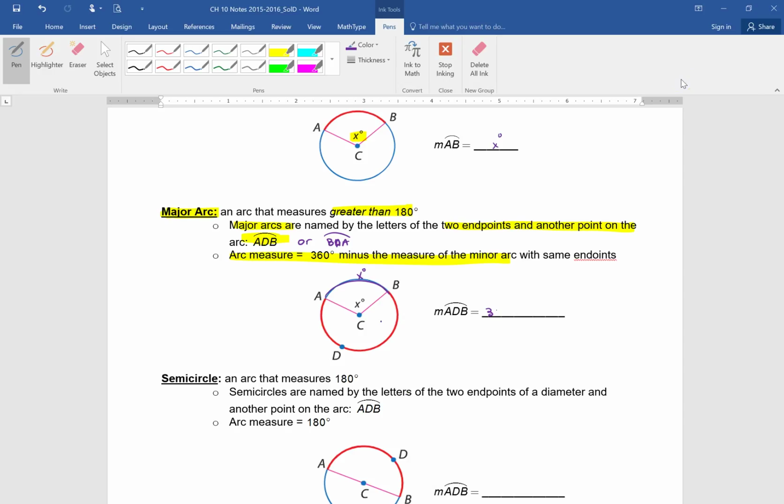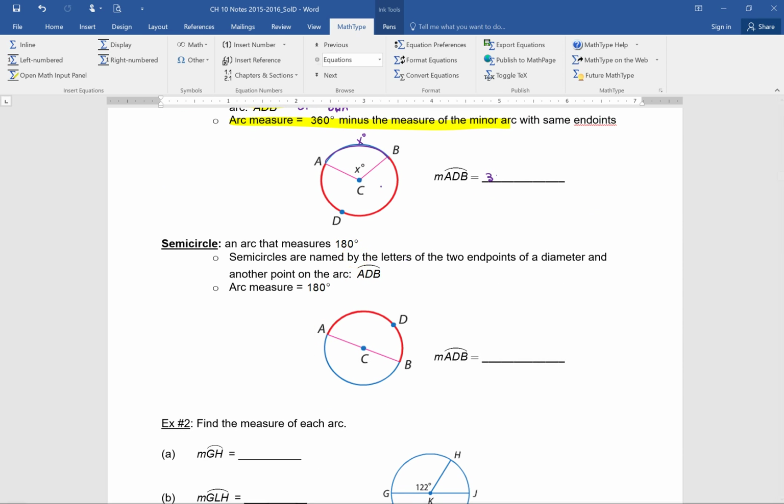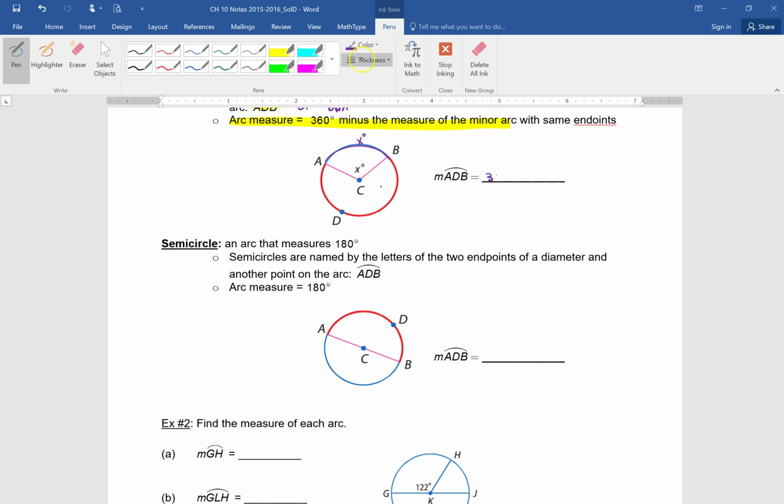All right, we've talked about a minor arc, which measures less than 180 degrees. We've talked about a major arc, which measures greater than 180 degrees. Well, what if an arc measures exactly 180 degrees? How much of the full circle is that? 180 is exactly half the circle, so we call that a semicircle. Not a minor or a major arc, it's a semicircle, and it measures exactly 180 degrees.